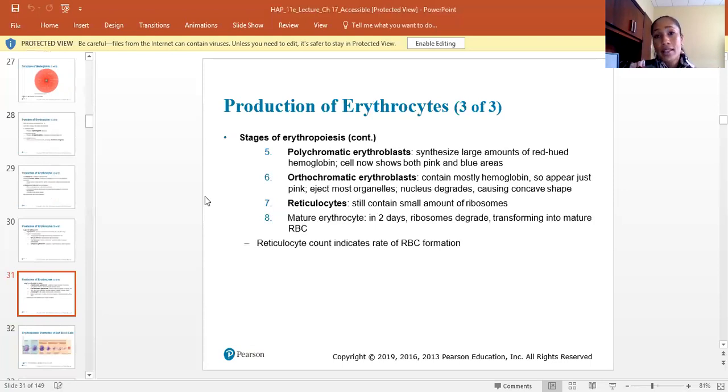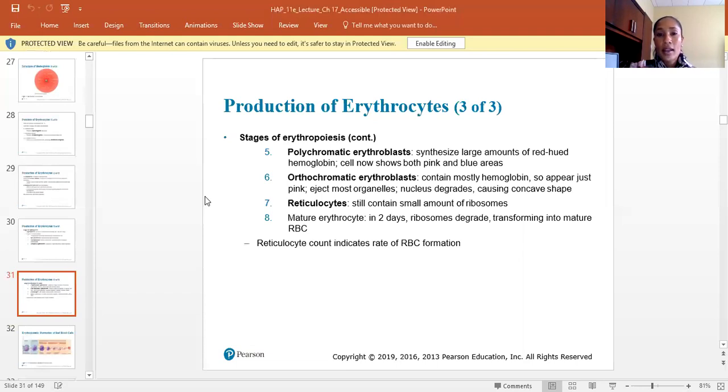At this point in the process, this is when the red blood cell will eject and get rid of the structural portions of the cell, because at this point we still have mitochondria and ribosomes and so on and so on. So we're going to eject these structures. The nucleus will degrade and break down, and this will form the concave shape of the red blood cell. So now we're starting to mature a bit to be a fully functioning red blood cell. Then we will transition to a reticulocyte, where this still contains small amounts of some structures. And then finally, the reticulocyte will mature into a mature erythrocyte.